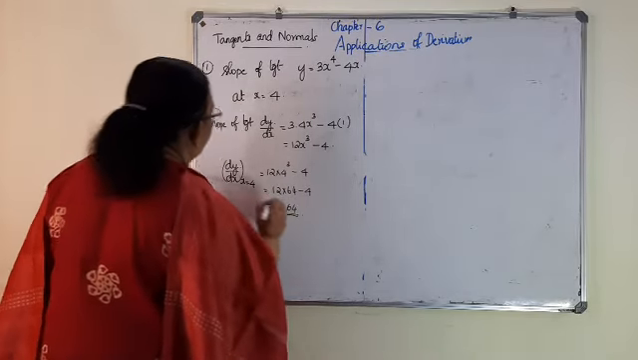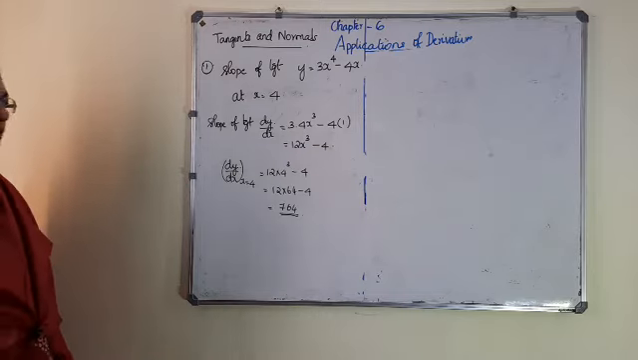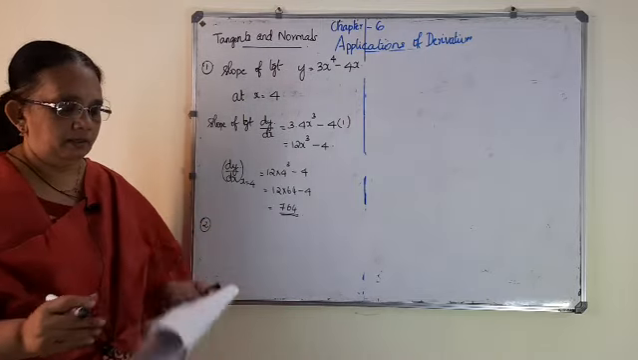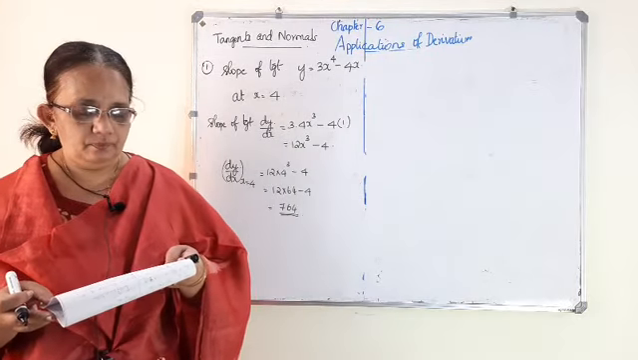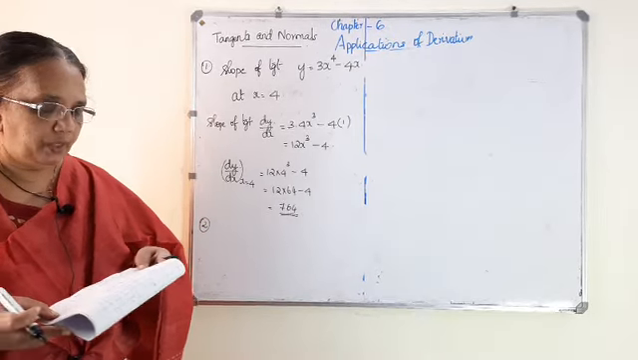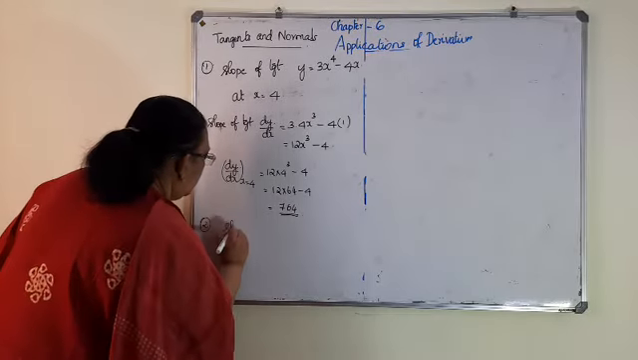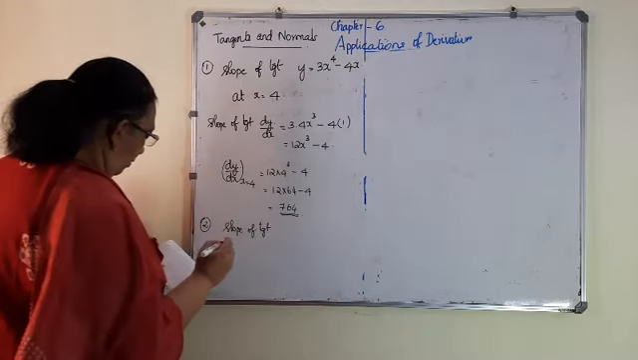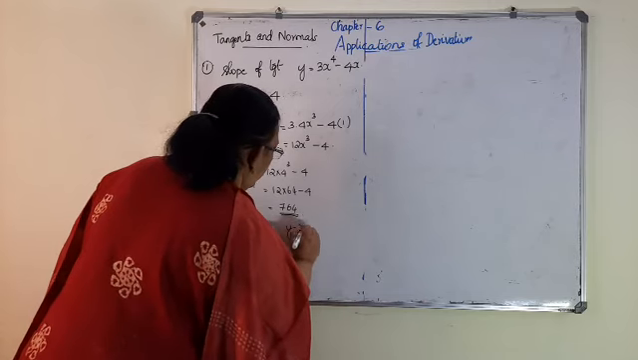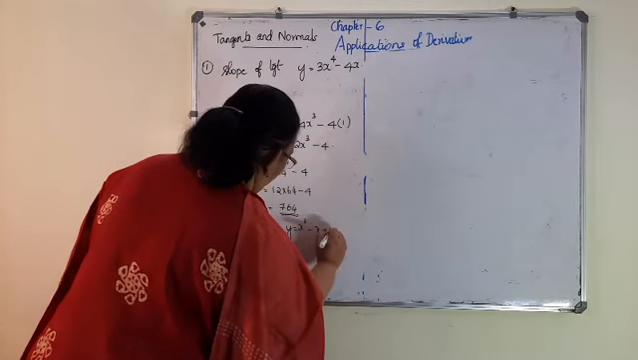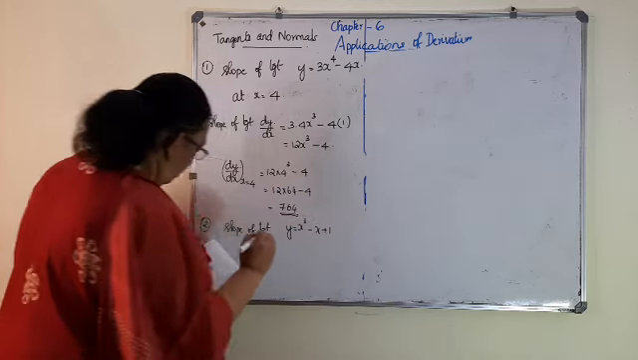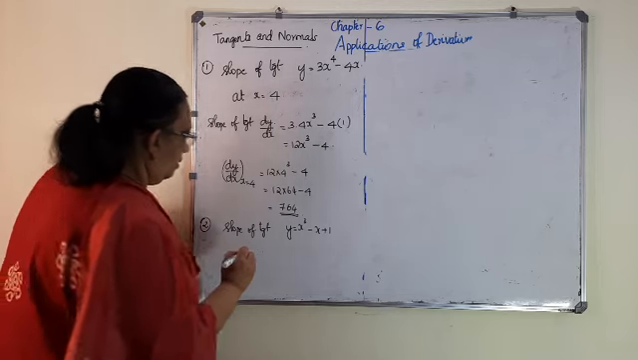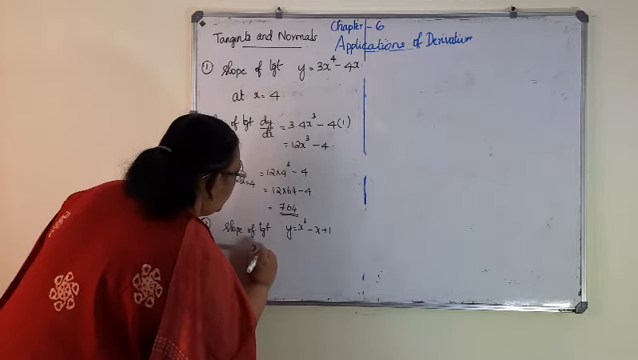764. The slope of the tangent. You get 1 mark question based on this one. 1 mark or 2 mark. Find the slope of tangent to the curve y is equal to x cubed minus x plus 1 at the point whose x coordinate is equal to 2.